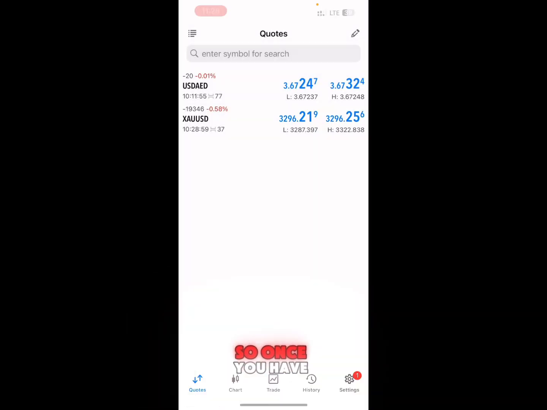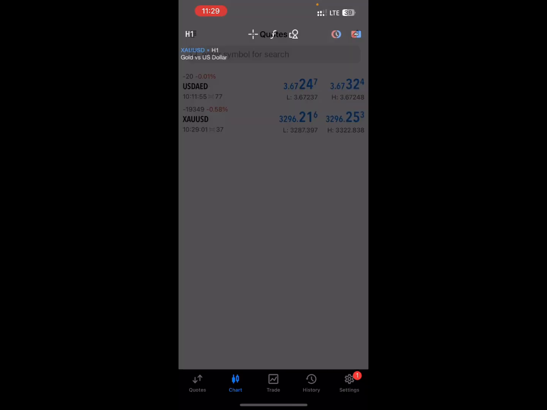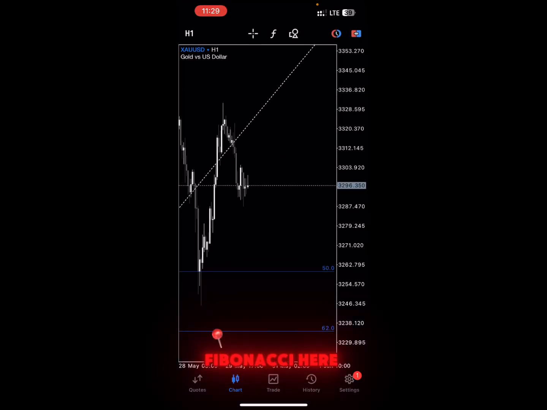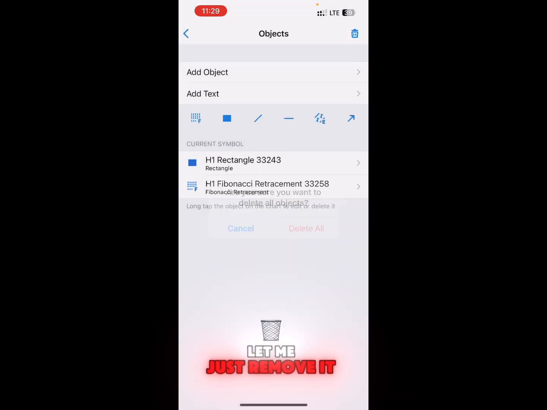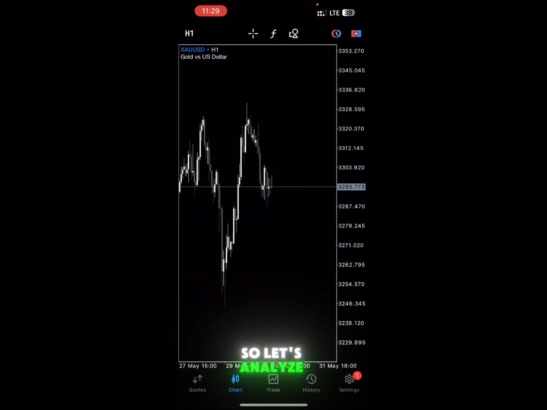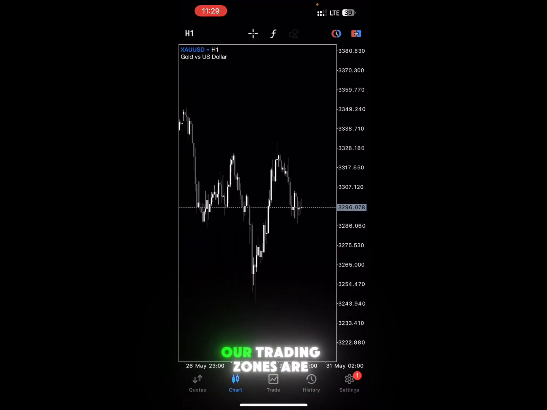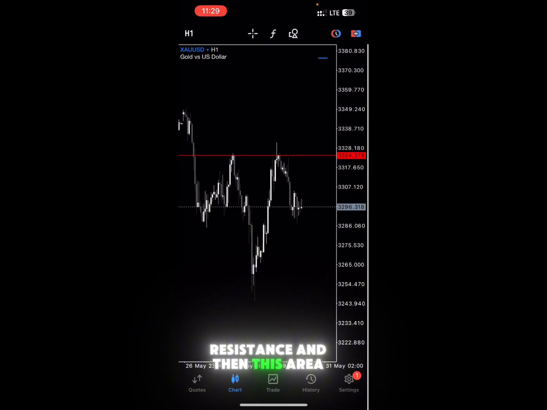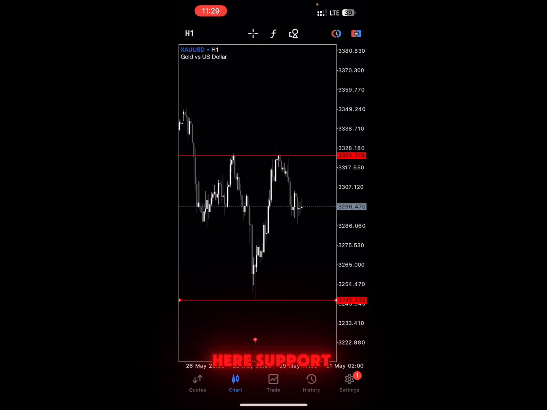Let's do it. So once you have added gold, just make sure that you do an analysis. Let me remove the Fibonacci here. It's already here, so let me just remove it. So let's analyze. Our trading zones are basically this area here, resistance, and then this area here, support.